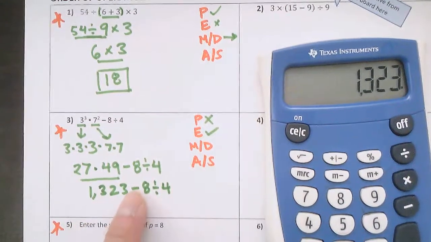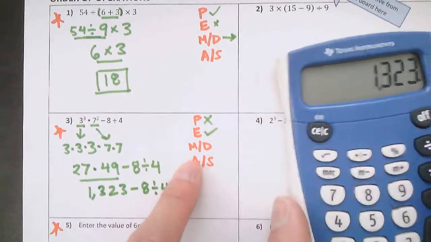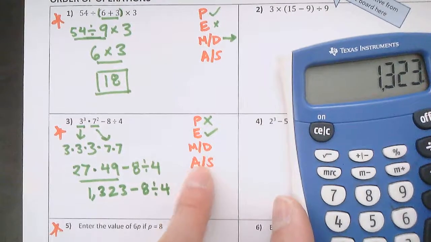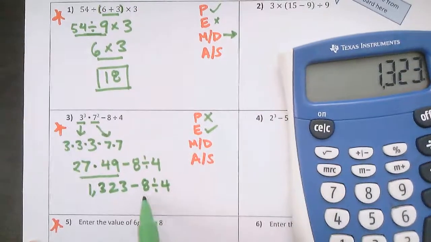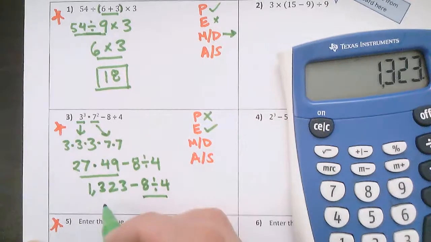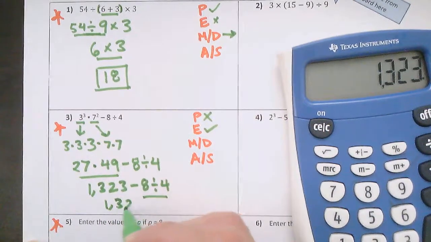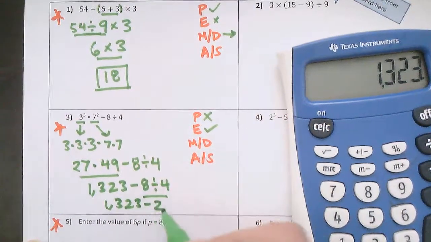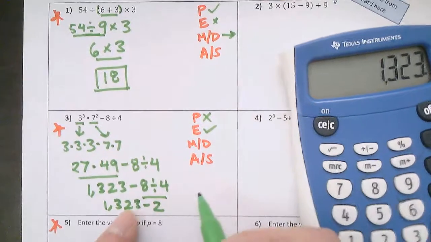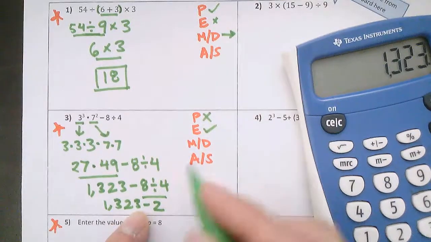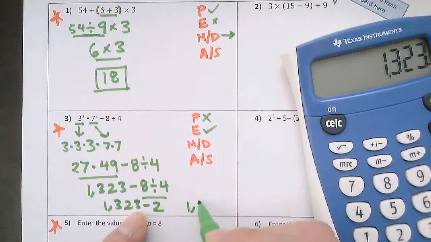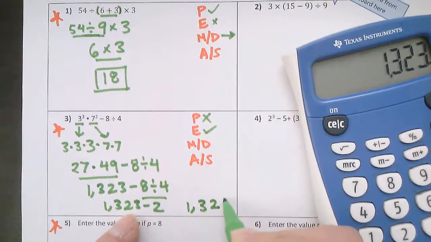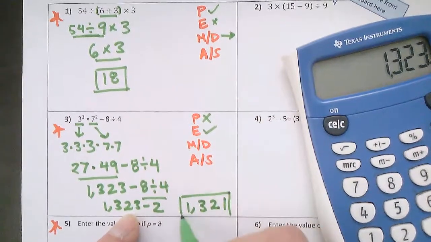Now from here, I have subtraction here and division here. I always do multiplication or division before doing addition or subtraction. So I'm going to do this first. So then I would have 1,323 minus 2, because 8 divided by 4 is 2, and then 1,323 minus 2, that is equal to 1,321. And that's my final answer.